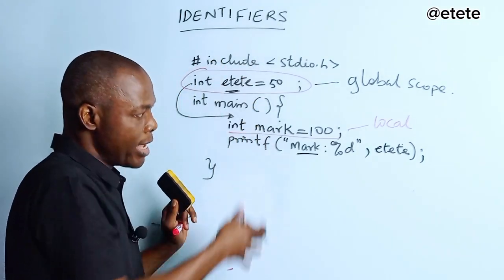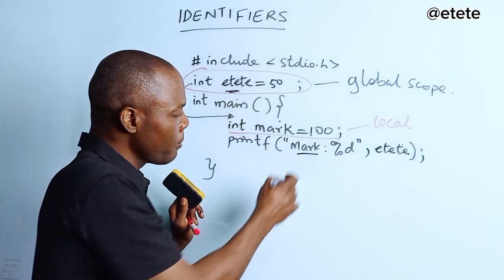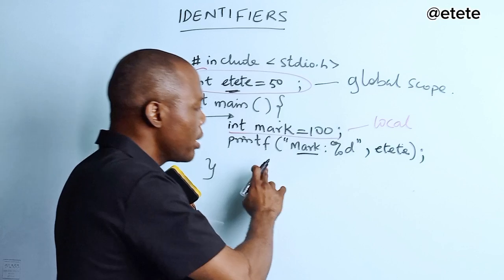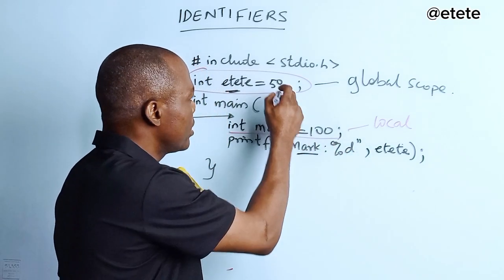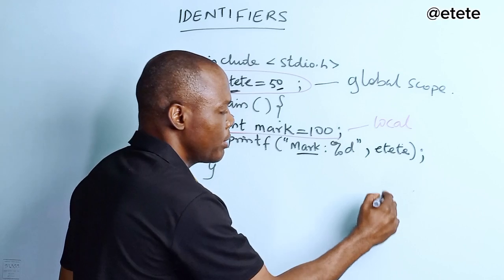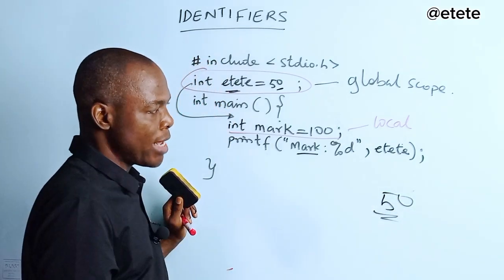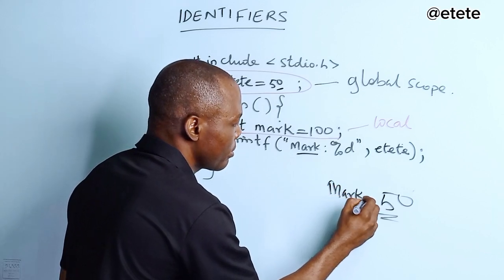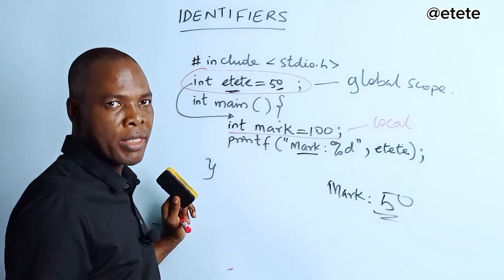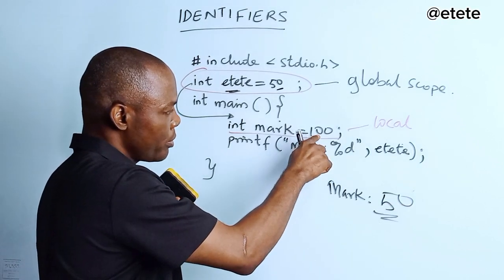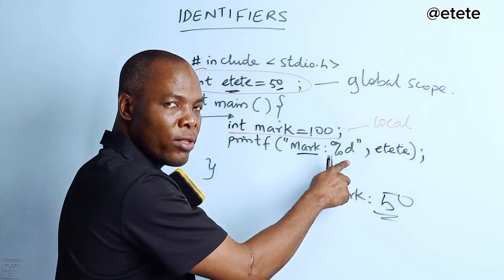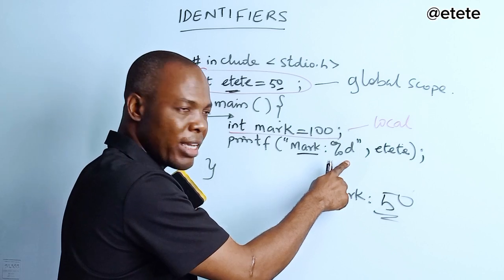Let me explain this. If I execute this program, it's going to work. It's going to print out this one on the screen, that is 50. That is what we printed out on the screen. But it will be what? "Mark." This is what we printed out on the screen. It won't be this one. This is the placeholder to hold whatever value is going to come, which is an integer value.